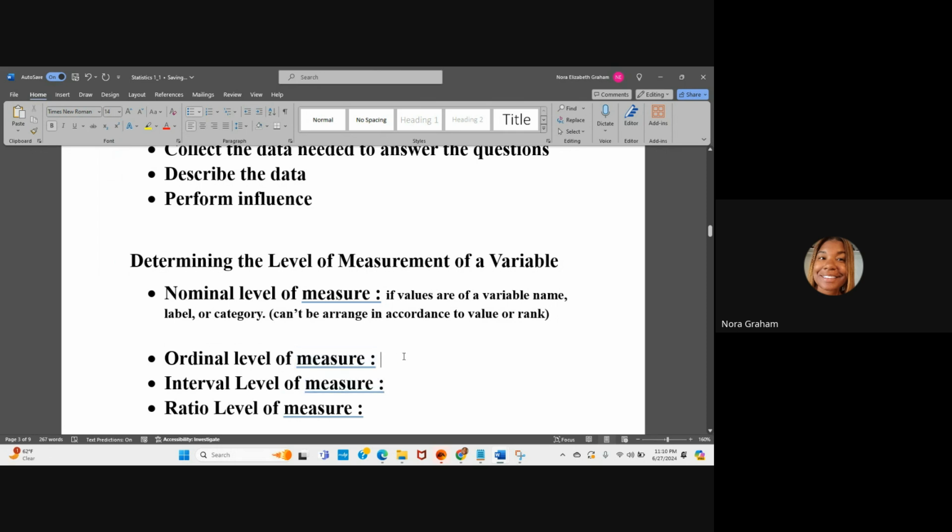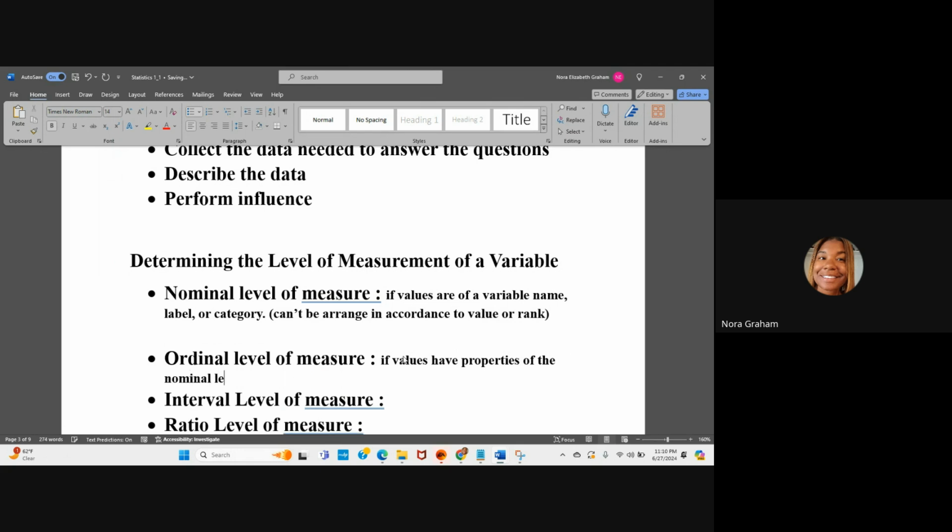Then we're going to have ordinal level of measure. All right. So this is if a variable has properties of the nominal level. So if values have properties of the nominal level of measure, but naming allows the values to be arranged. All right. So this is kind of like the nominal level of measure, which means it has values with names, labels, or category, except you're able to rank them or categorize them. Okay.